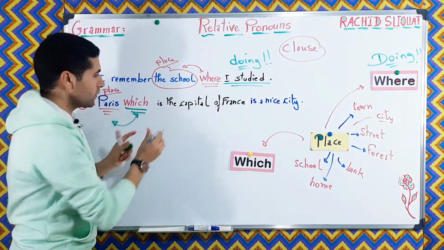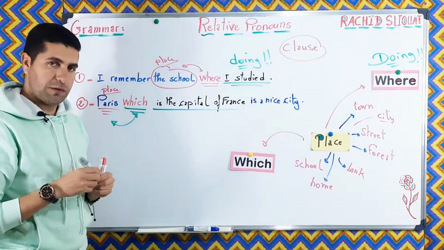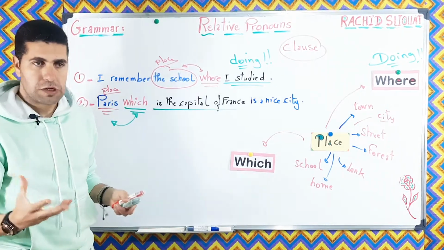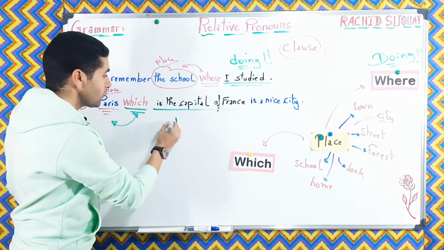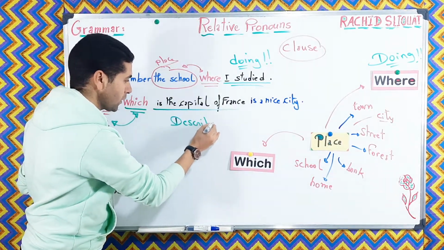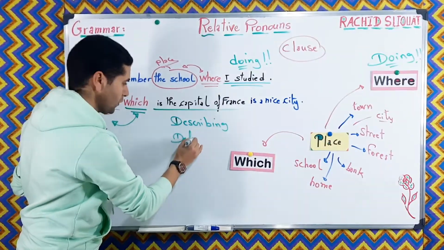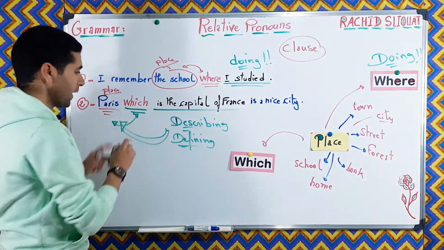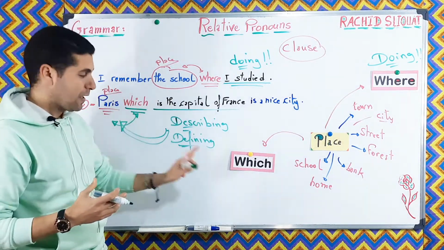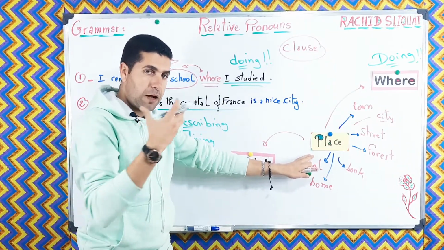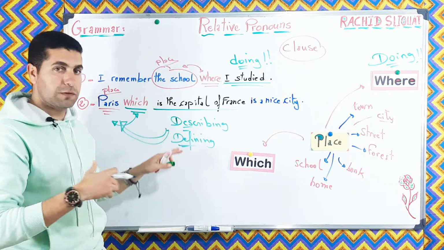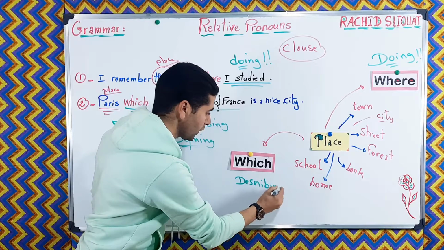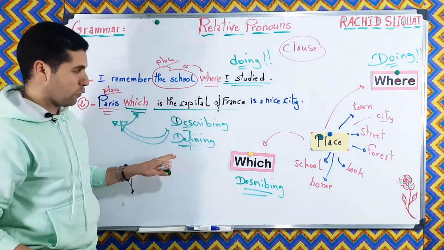Now let's go to number two: which is the capital of France, which is big, which is nice, which is good. What are we doing here? We are describing or defining the place. So very simply, when we are talking about a place and defining it or describing it, we use which.